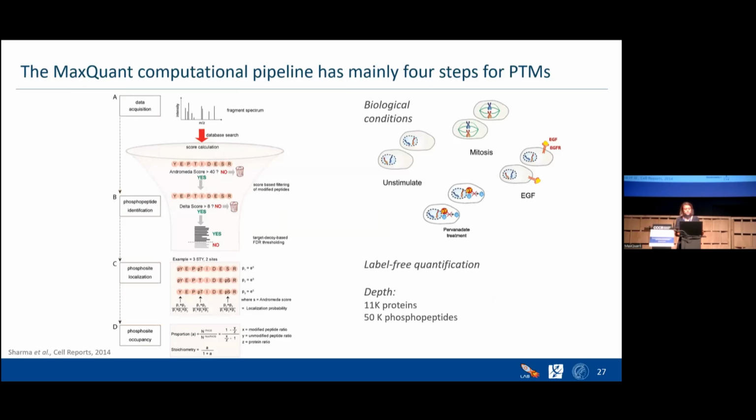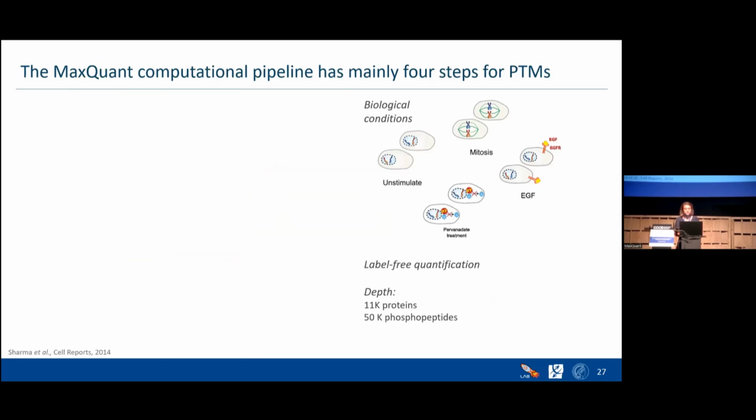In MaxQuant, in 2014, Dr. Sharma et al. published data sets, and this data set was so deep that it showed like two thirds of the proteome was phosphorylated, and it was a label-free quantification. They did like 40 days of measurement, and they had millions of spectra. And in this paper, the MaxQuant computational pipeline for the PTMs was also published.